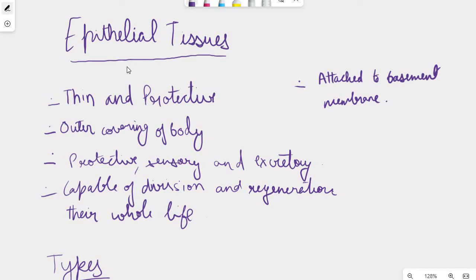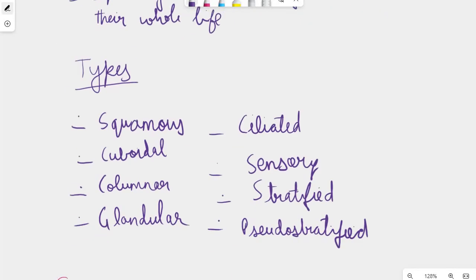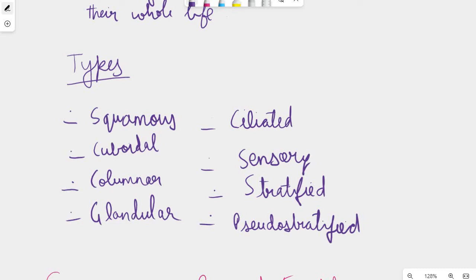Okay, so now the types of epithelial tissues. Basically, there are 8 major types. You may see that some of the types are not mentioned in several books, but this video will cover all the types so that you can answer any of them. The first is squamous epithelium, then cuboidal epithelium, columnar epithelium, glandular epithelium, ciliated, sensory, stratified, and lastly pseudostratified. Now we look at them each individually. Some we'll do in this video and some in the next.